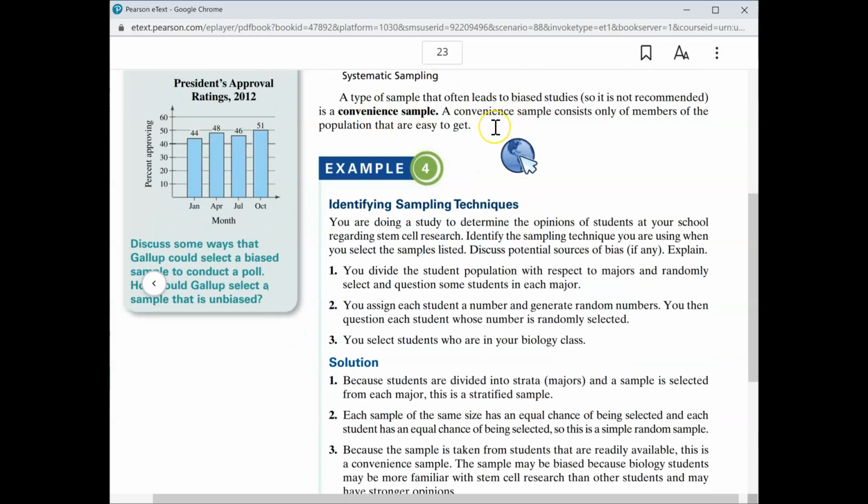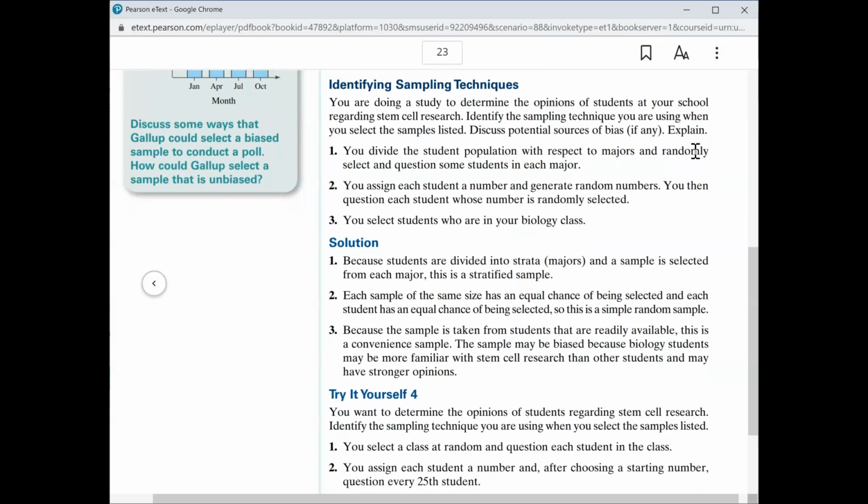A type of sample that often leads to biased studies, and is not recommended, is called a convenience sample. A convenience sample consists only of members of the population that are easy to come by. So let's give the lunch example again. Let's say you only surveyed people who were sitting at your lunch table. That's a convenience sample because they're convenient for you to reach. The problem with that is it's going to be biased. It's not going to represent the population, because most of the time, a lot of people sitting at your lunch table are going to be people who have something in common with you, and so you're not going to be getting a representative sample.